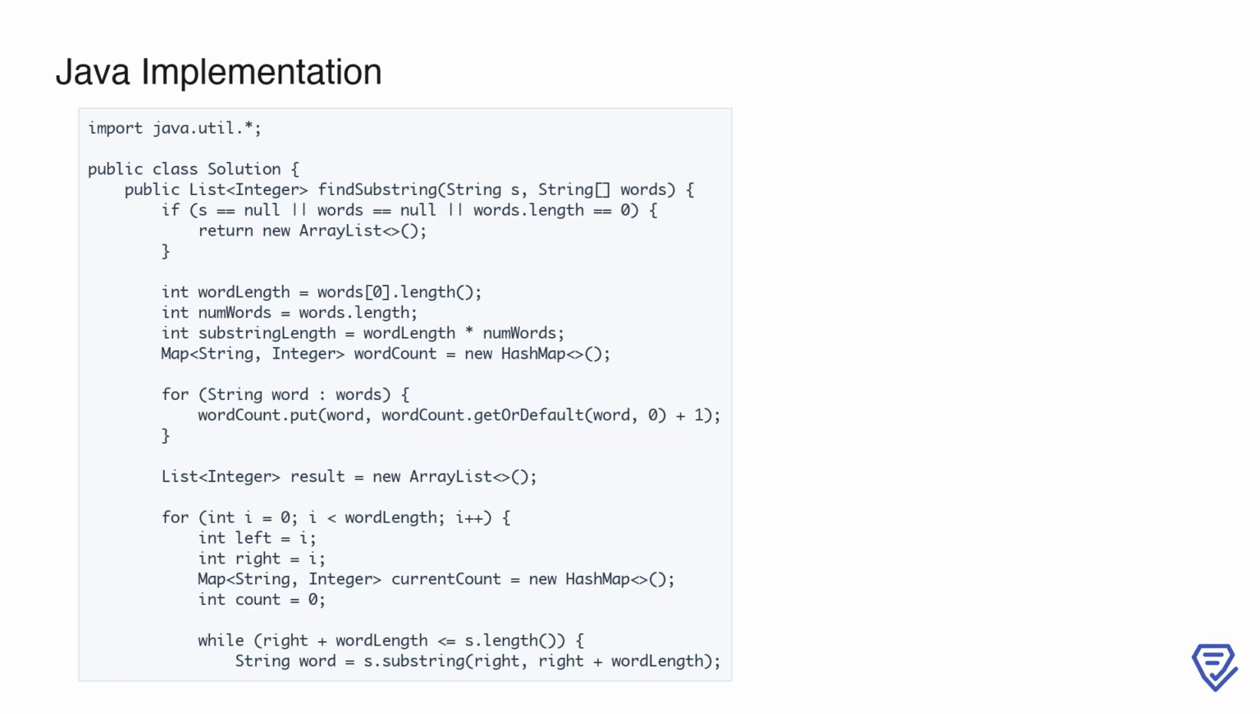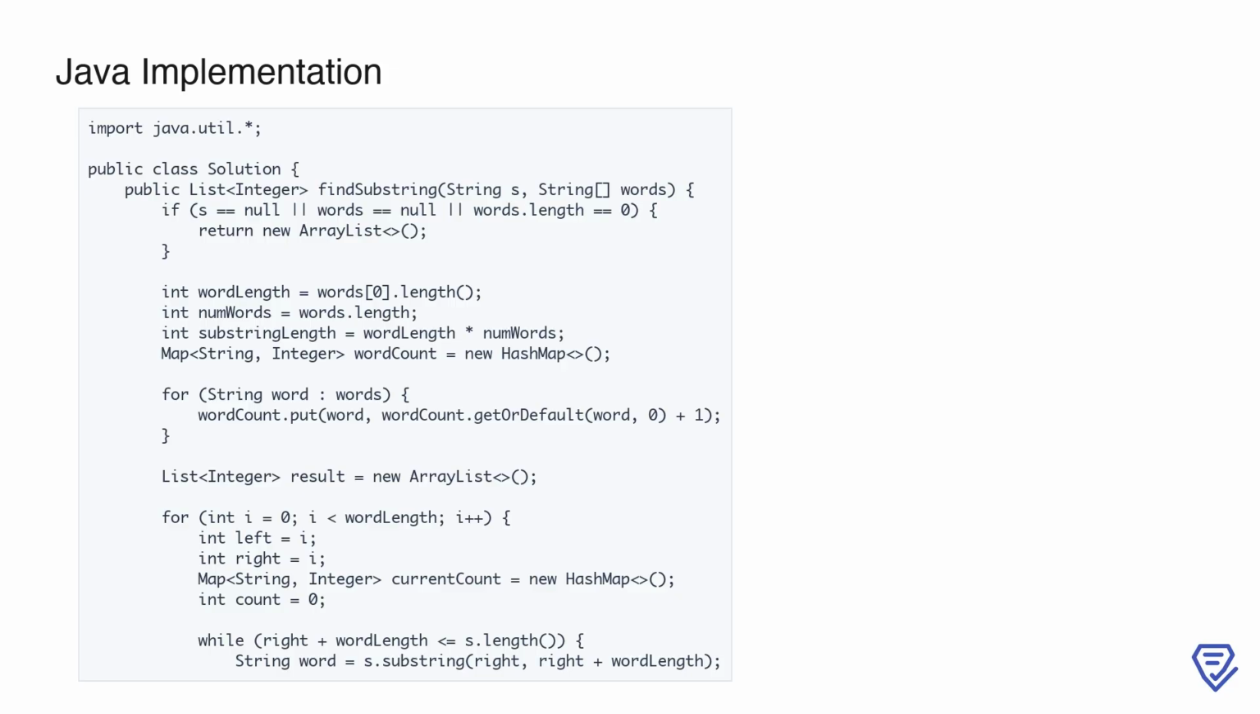Next, we calculate some important variables: word length, which is the length of each word in the array; number of words, the total number of words; and substring length, which represents the total length of the concatenated substring we are looking for. We then create a word count map to store the frequency of each word in the words array. This map helps us track how many times each word is expected to appear in a valid substring.